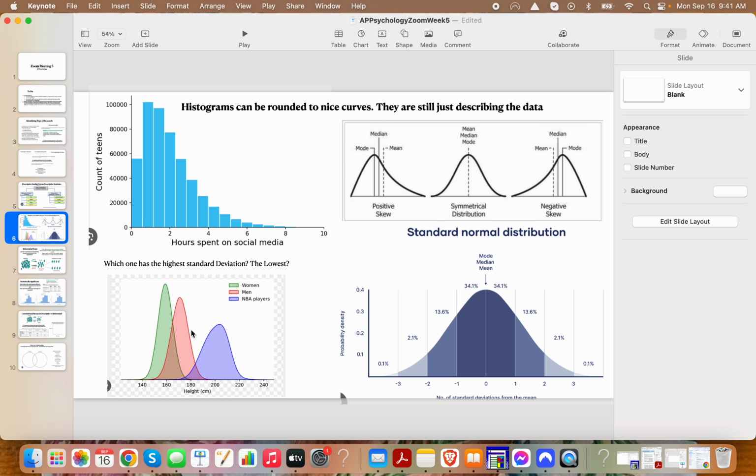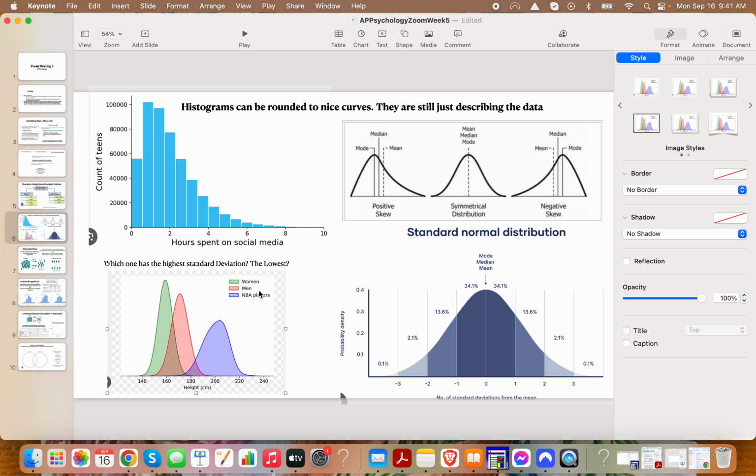All right, I'm going to bring this up just for a second. If I look at this graph down here of men, women, and NBA players, these are all roughly normal curves. We're going to talk about that more in a minute. When it is a symmetrical curve, the mean, median, and mode are in the middle. And how wide it is is the dispersion. So women have the lowest standard deviation here. We don't know exactly what it is, but we know there's less dispersion, or less spread out data, in women, and men have a little bit more, and NBA players surprisingly have the most dispersion.